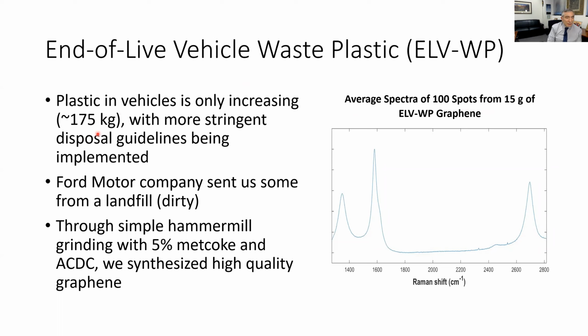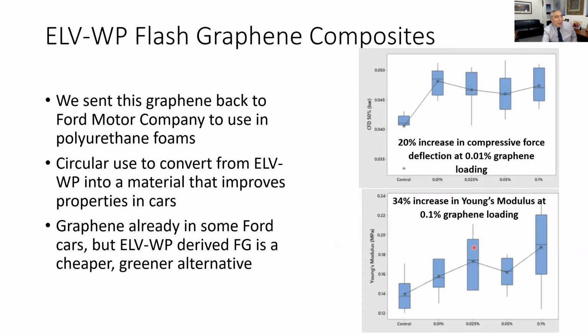Ford sent us some end-of-life vehicle plastic. This is the plastic that's on wiring. It's from seats. It's from cushions. It's from insulation. It's from rubber seals, and it was just all mixed up and dirty. It came off of a landfill. Dirty stuff. We put it through a hammer mill. We add 5% met coke, which is a coal product, to give it conductivity. We built an AC/DC flash system, which really gives us higher versatility. And we can make nice graphene out of it. Boom, nice graphene.